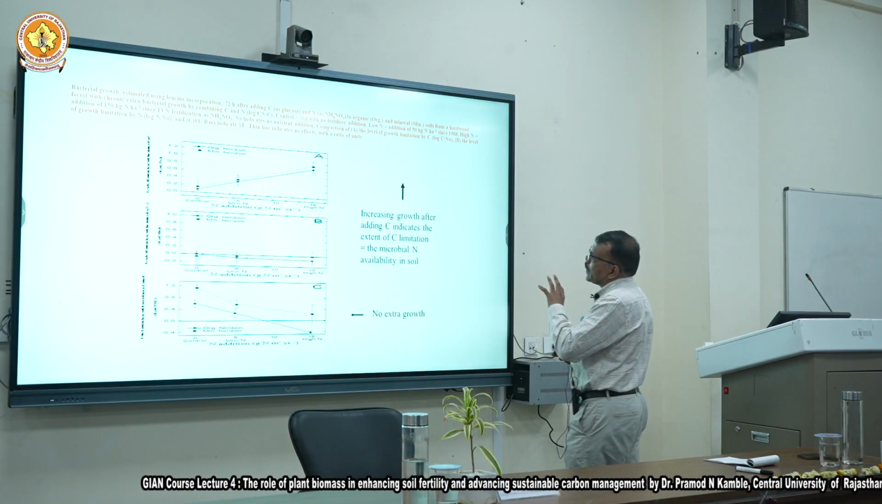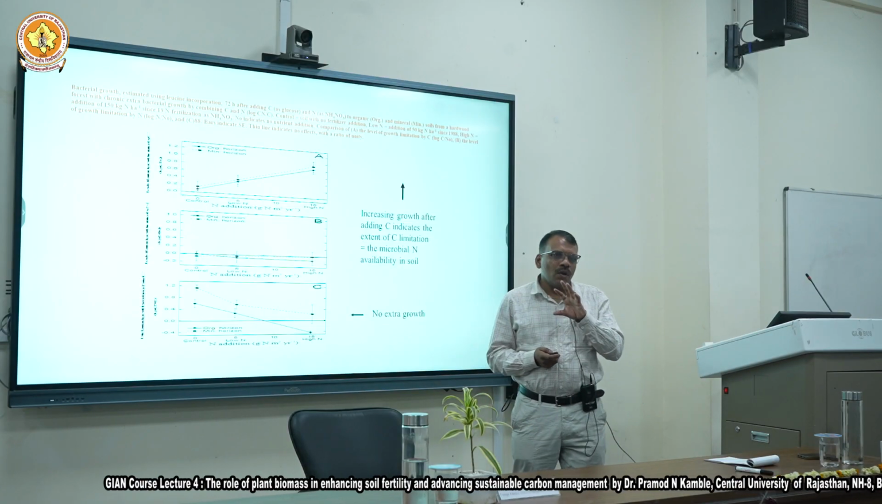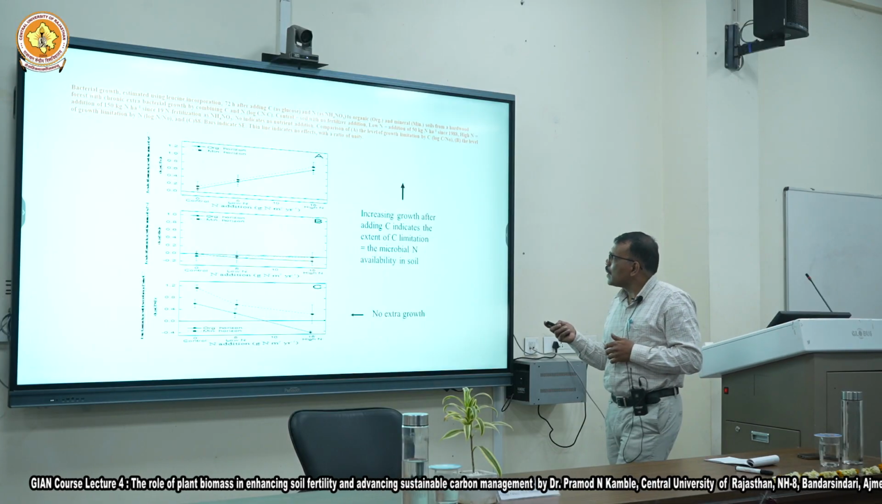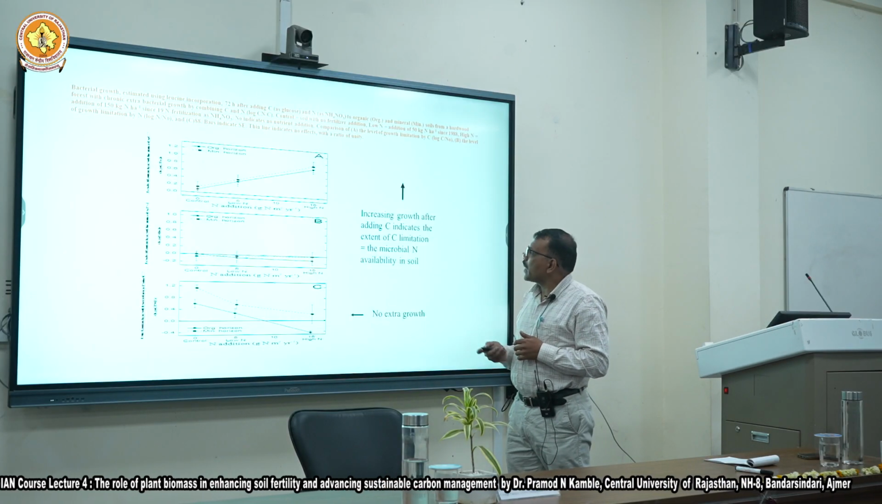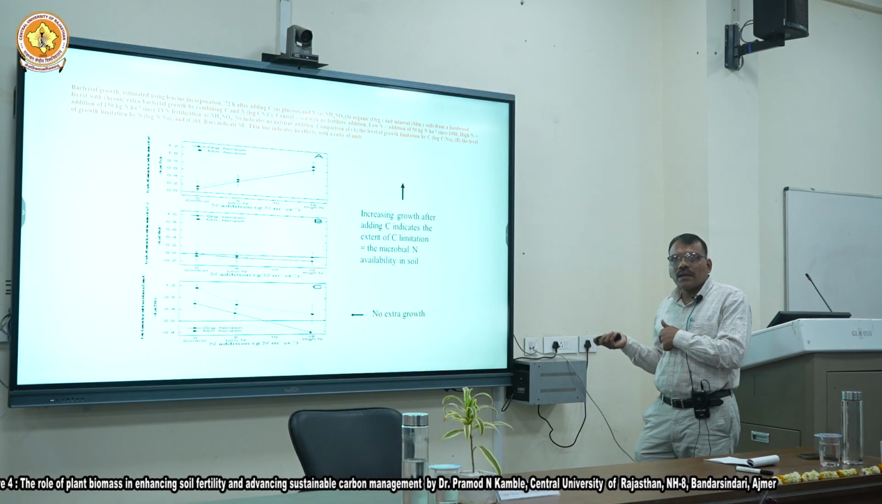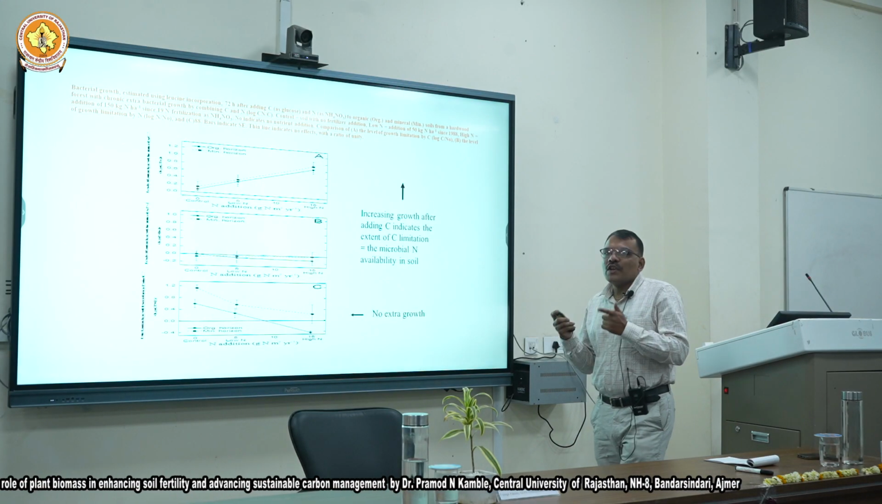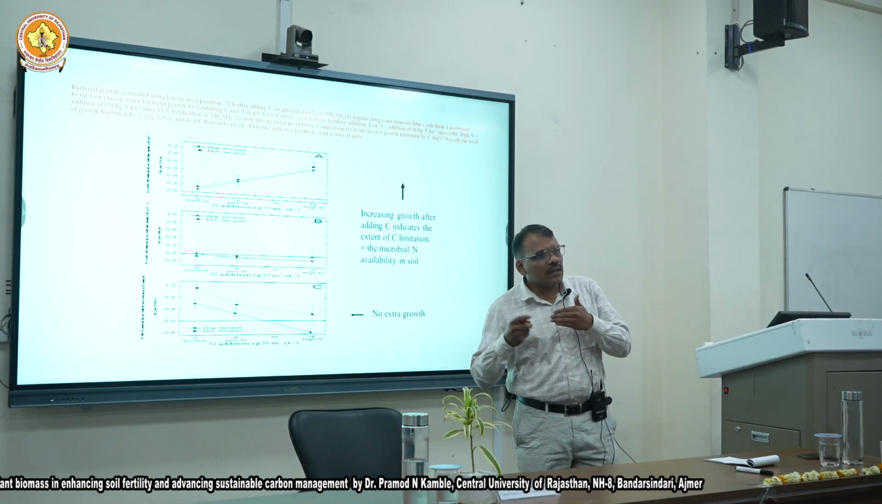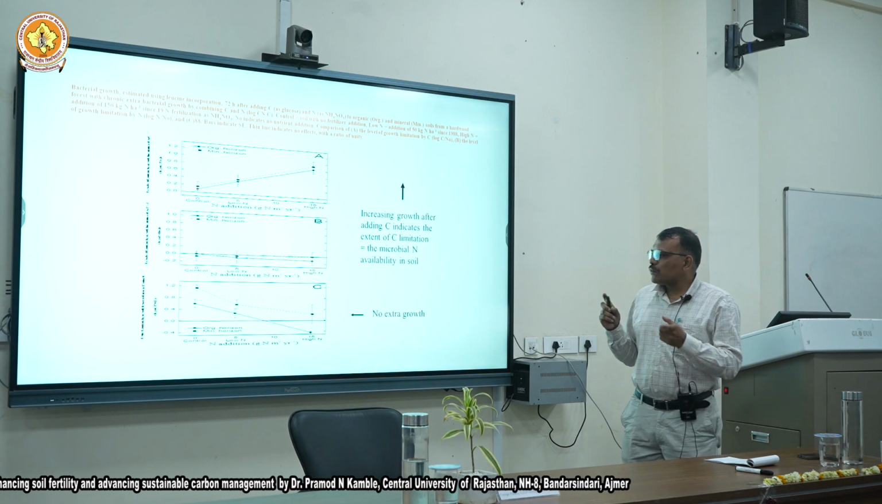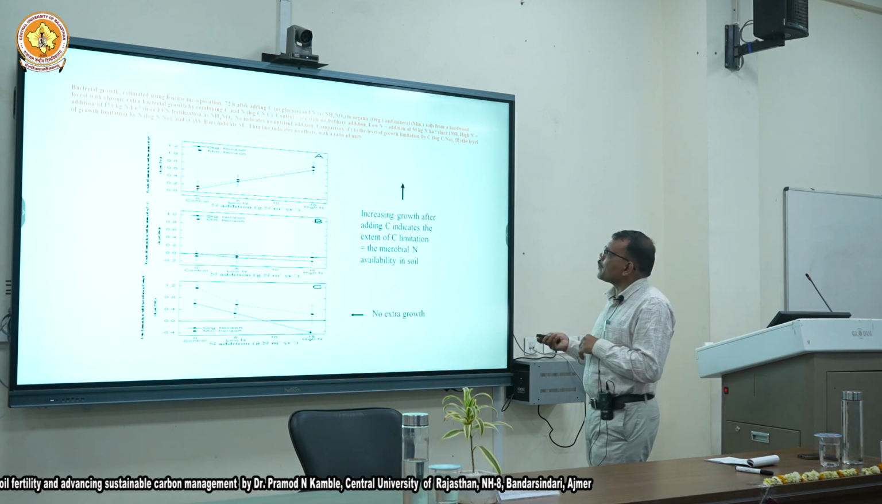Then if you look at the extent of C limitation, how do we study the carbon limitation? Increasing growth after adding C indicates the extent of C limitation, and it is directly related to the availability of nitrogen. So the higher the excess nitrogen, the higher the C limitation. It works vice versa.